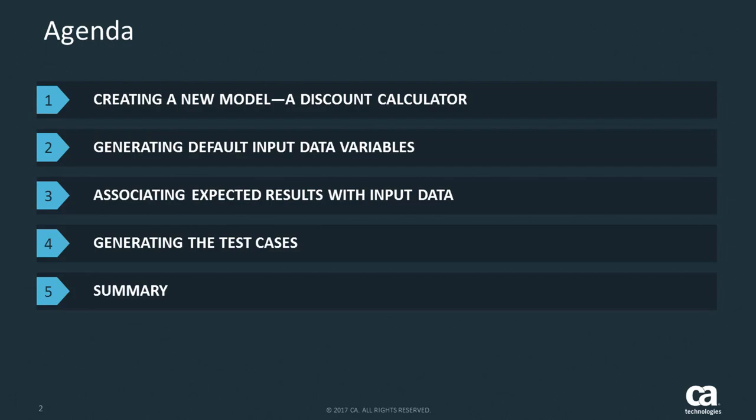Now the way it'll work is I'll create a new model from scratch and show you how that works, and then we'll use it to generate what's called default input data variables within ARD. And these are, if you like, the input data columns in a table of data and expected results. When we've done that, we can create the expected results for each of these input data rows, and from that we can generate the test cases. So I'll explain in summary how this kind of works overall, but the same technique can be used for any straightforward model.